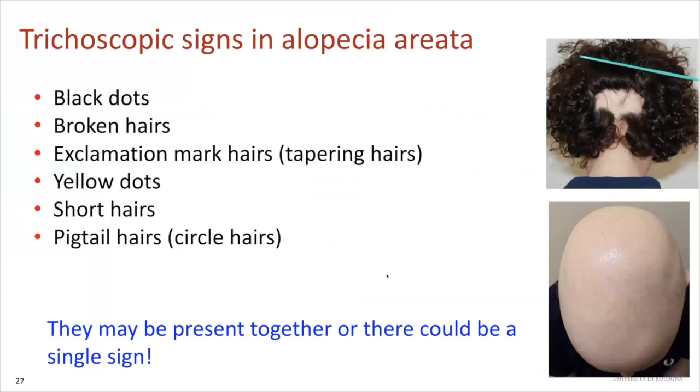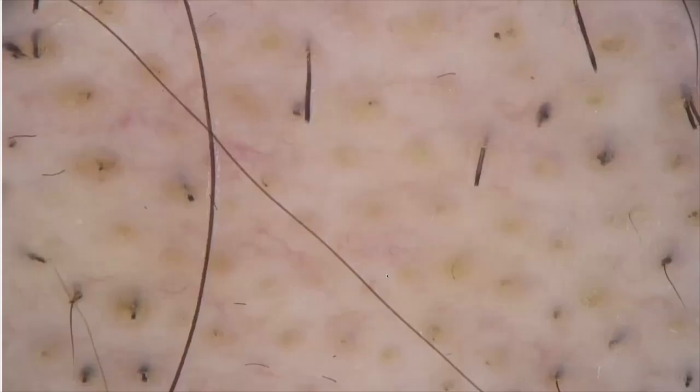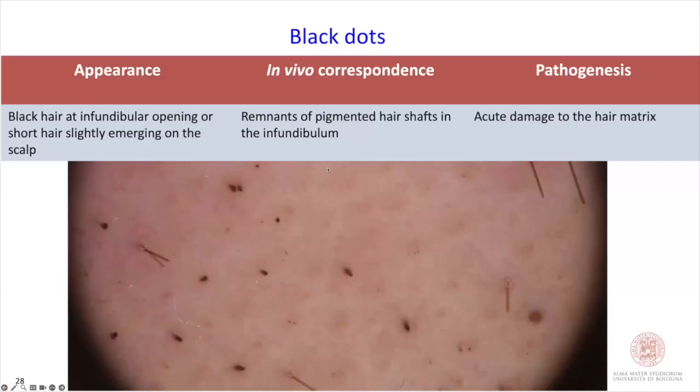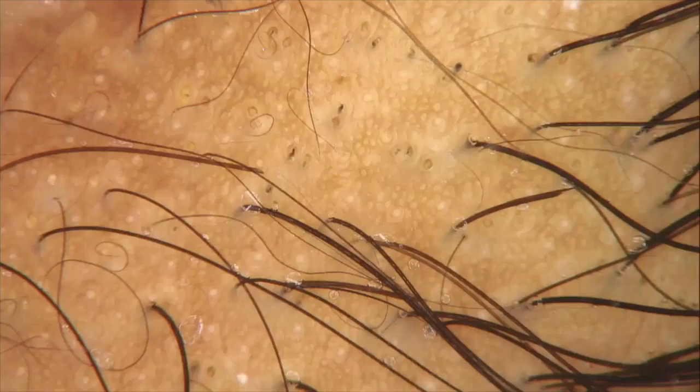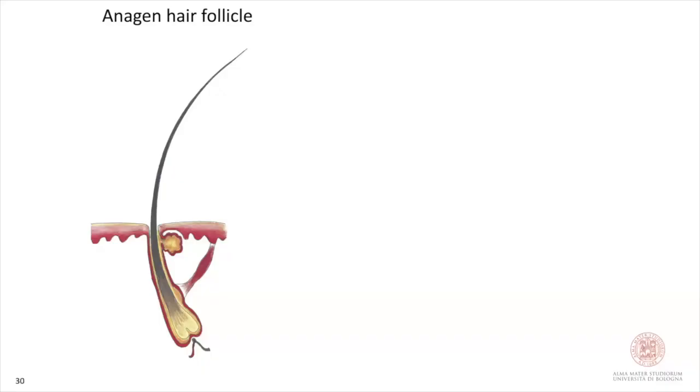What are the trichoscopy signs in alopecia areata? Here you see the list. Most commonly, they are seen all together. So you see the black dots indicating acute damage, the yellow dots, more chronic, dystrophic hair, but sometimes you see them isolated. Here you see black dots, acute damage to the anagen hair follicle, and they can also be seen in the dark scalp, as they really are evident even against the dark background.